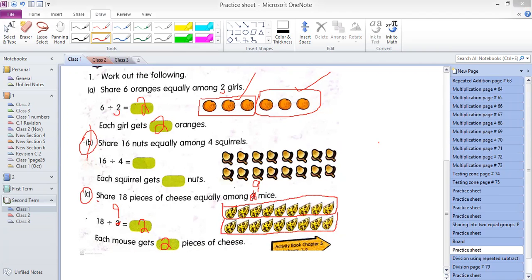That's very good. Thank you. Each mouse will get 2 pieces of cheese if you divide 18 pieces of cheese equally among 9 mice. So guys, the question was to divide 18 pieces of cheese equally among 9 mice. He used the group method. He counted 9 pieces of cheese, then made one group. Again counted 9, and made another group. So total groups he made is 2. That's why 18 divided by 9 is 2. Each mouse will get 2 pieces of cheese. Okay, so this is the answer.